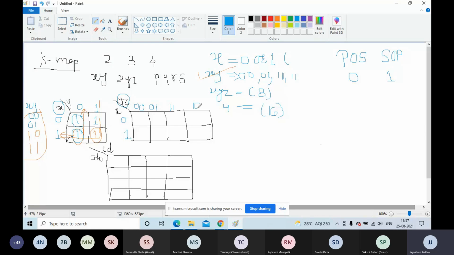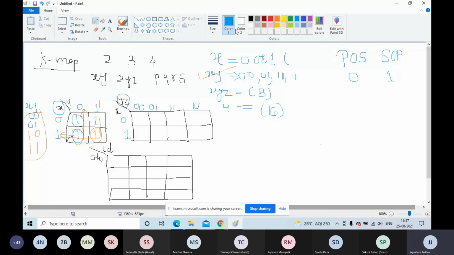Now, why? The question is, if we are taking the sequence, we would need 0 0, 0 1, 1 0, and then 1 1, right? But this is not the case. In the standard K-map you have to write 0 0, 0 1, then 1 1, and then 1 0. It's compulsory. It's a standard K-map. Why do we write it like this? Okay, this is the standard way to write the K-map.